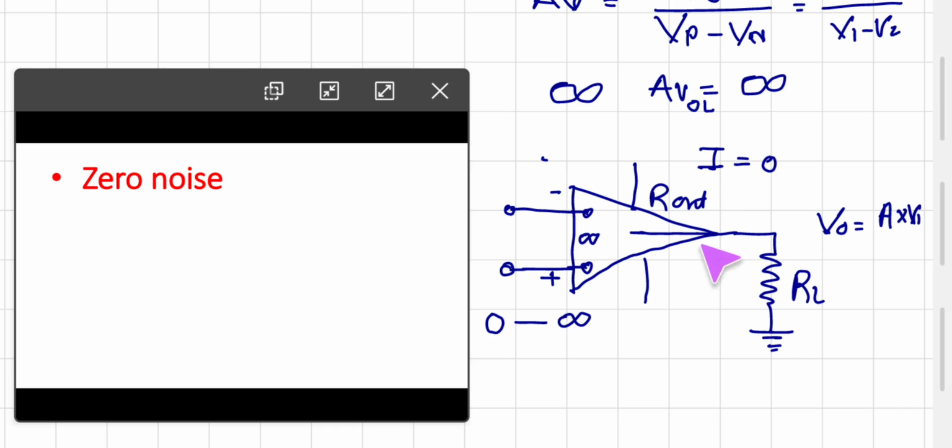Again, in case of an ideal operational amplifier, the noise is 0. Whatever noise is present at the input is cancelled at the output, and so no noise signal gets amplified at the output. This is the most important characteristic of an ideal amplifier.